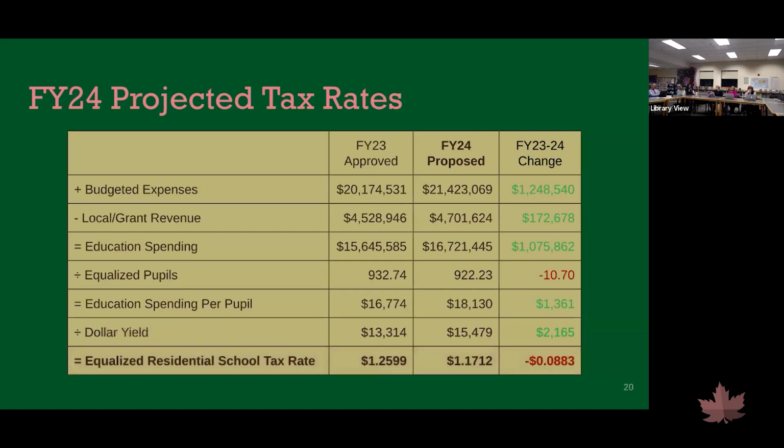So dividing that gets you the equalized residential school tax rate. Last year's rate, once it was all final, was just under $1.26. If you warned this budget tonight and this data all held true, you would be warning a tax rate of just over $1.17. So almost a 9-cent drop. So that's all happy news.